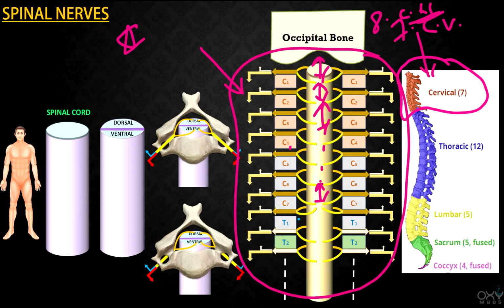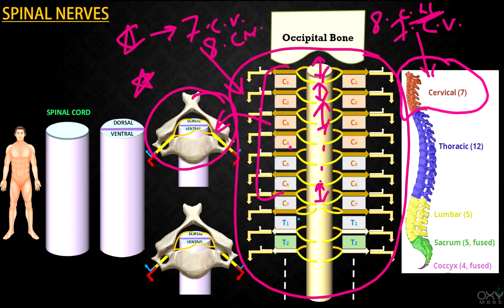The first important point is that there are 7 cervical vertebrae but 8 cervical nerves. Second important point is that up to the 7th cervical nerve, these are present above the vertebra. And friends, which vertebra? Their corresponding vertebra. Remember this thing, okay friends?